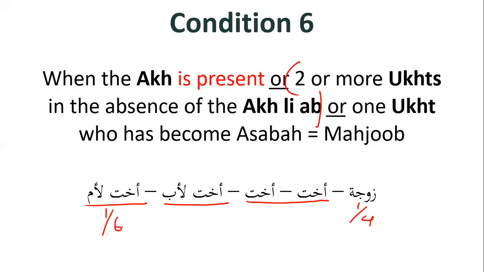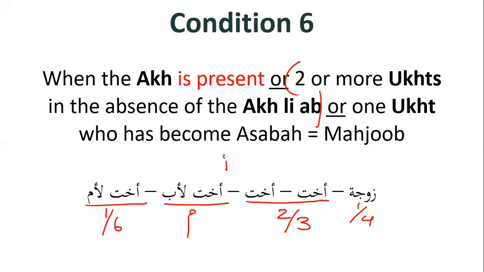She will receive 1/6. And we've done the ukht also. We know that in this condition, the ukht will receive 2/3 of the inheritance. So the condition reads 2 or more ukhts in the absence of a akh li ab. So over here we have 2 or more ukhts in the absence of a akh li abin. Therefore the ukht li abin will be mahjubah or mahjub.